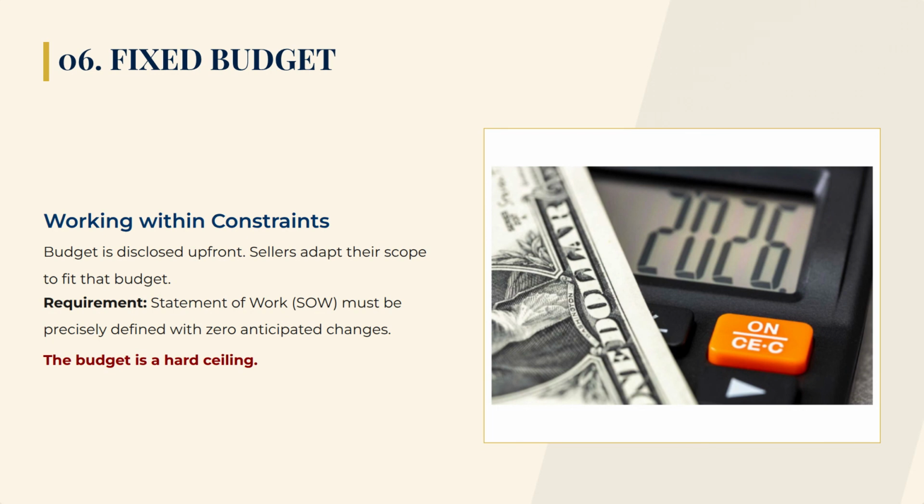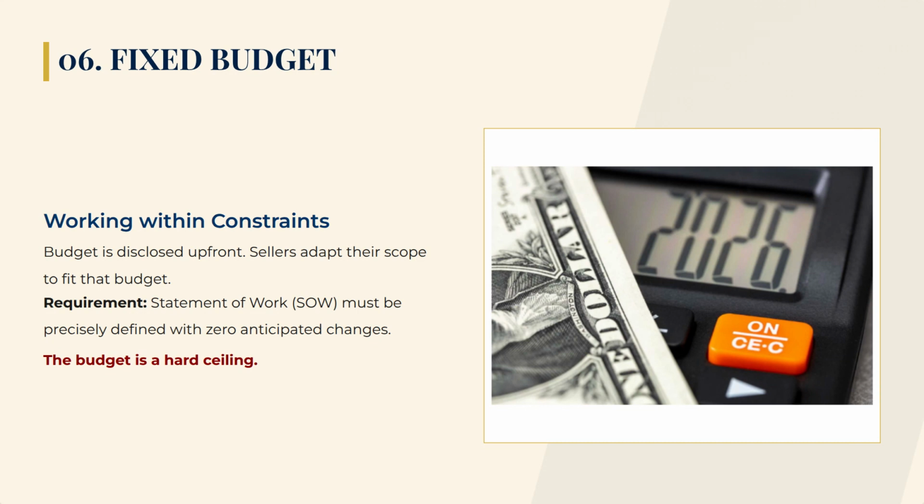Our final method is fixed budget. In this scenario, you disclose your budget upfront in the request for proposal. You tell the sellers, we have exactly $100,000 for this project, not a dollar more. Because the cost is a hard ceiling, the sellers must adapt the scope and quality of their solution to fit perfectly inside your budget. You then choose the highest ranking technical proposal that fits within that financial box.